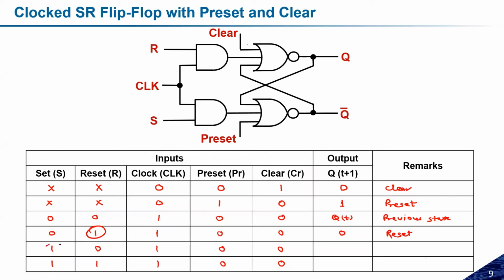Next, if you see the third case, set is 1, so it will set the output. What it means, the output will be 1. And if 1 1, then again it is the indeterminate state, which is the don't care condition. The race around condition, what is the race around condition? I will discuss it in more detail. So this state is nothing but the indeterminate state. So these are all the states for these flip-flops. If you have any doubt, you can ask questions. Otherwise, we can move ahead.